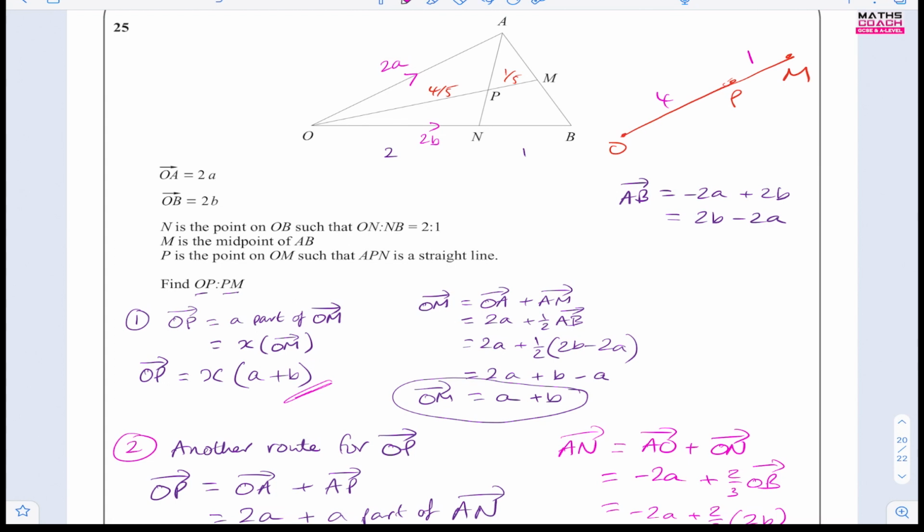So therefore, if we are looking for the ratio O to P and P to M, it's going to be 4 to 1. Now obviously there are so many steps in this, and you've really got to make sure that you understand what you're doing, and that's why making sure that you have your diagram well organized and well labeled is the first step in making sure that you get these right.